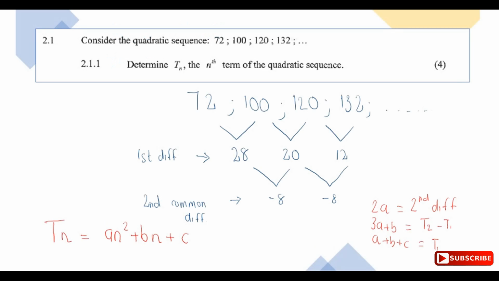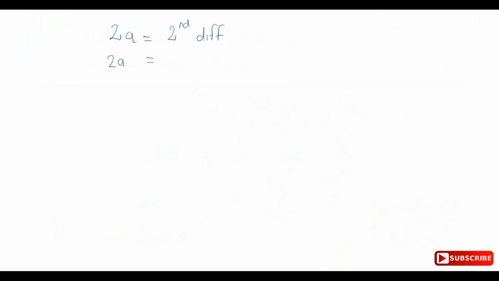The first one that we're supposed to use is 2a equals your second difference. What is our second difference? We found that our second common difference is negative 8. We substitute that value into this formula, and simply solve for A by isolating it, and A is equal to negative 4.